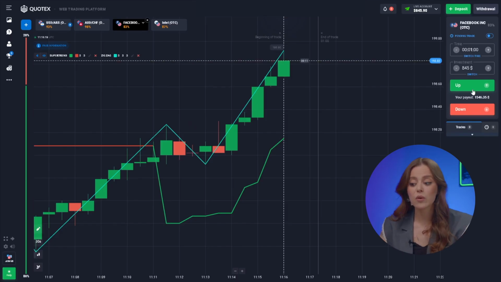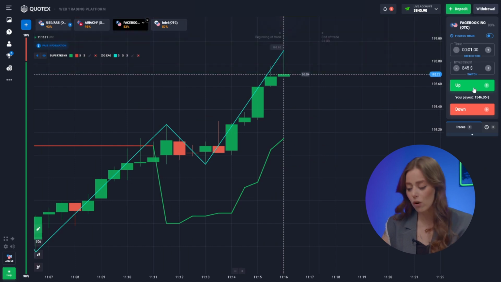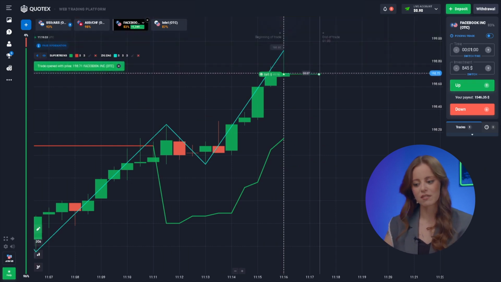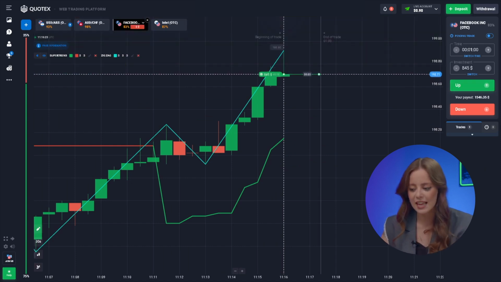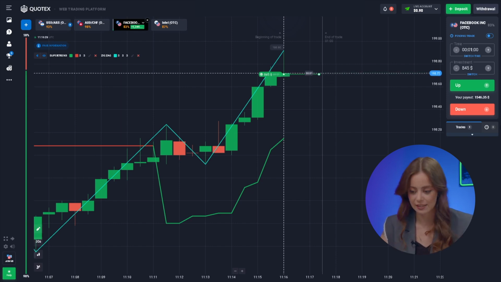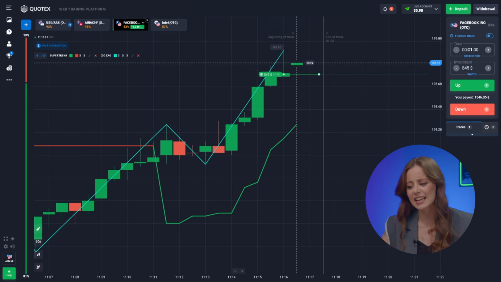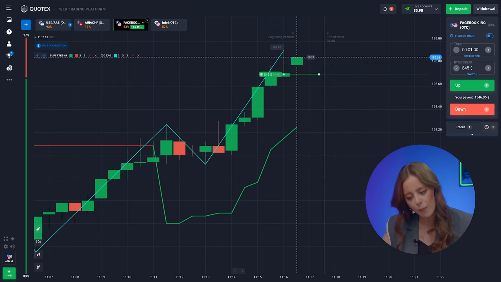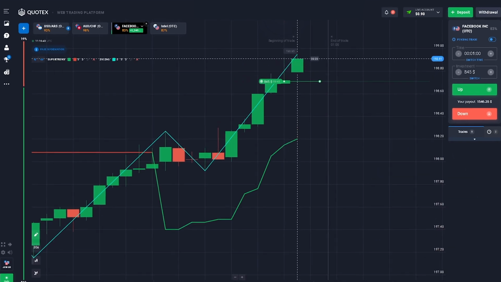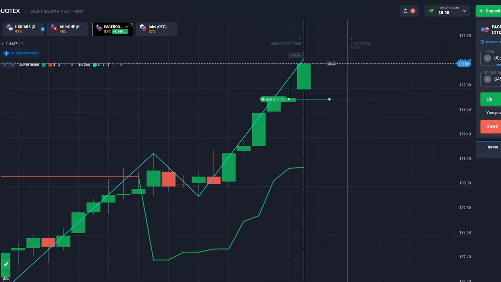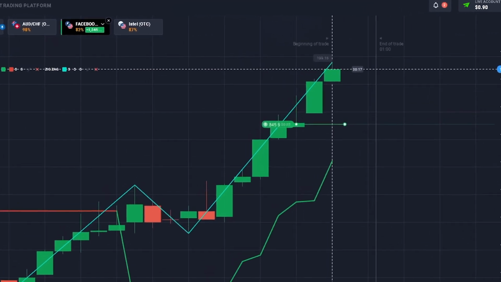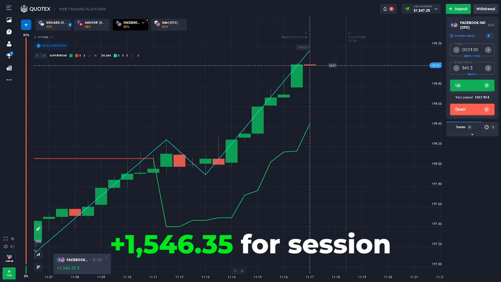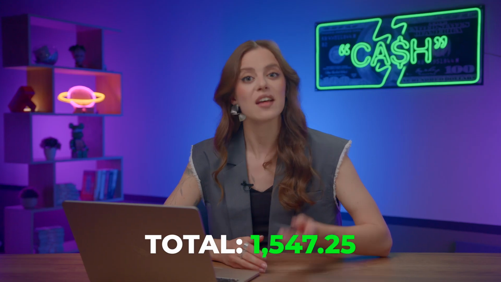Okay, and here we are with Facebook again. And it's going up again. What's the magic? The green super trend line is heading up. The bullish candles are maintaining their intensity. And Zigzag hasn't identified a peak. So the upward movement continues. Another successful forecast. That's because I rely on technical analysis, not horoscopes or guesswork.